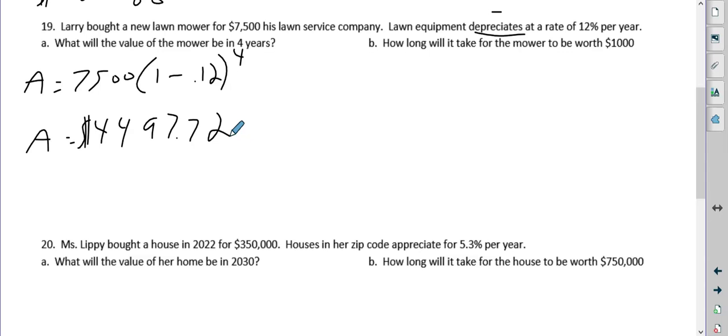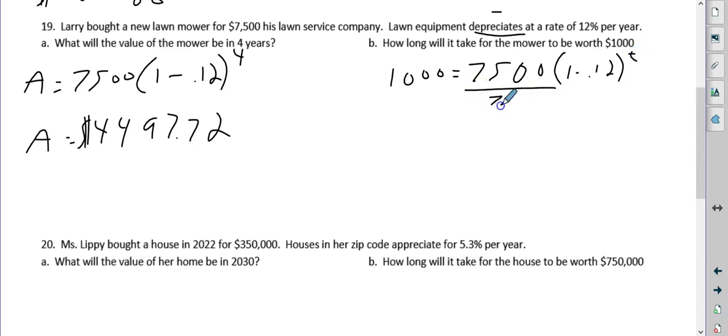How long for it to be worth $1,000? Well, in this case, we start off knowing what the future value is. We know what it started with, 7,500. It's still 1 minus 0.12. But we don't know the time. We're trying to solve for that. Okay? So first thing we need to do is get rid of this 7,500.